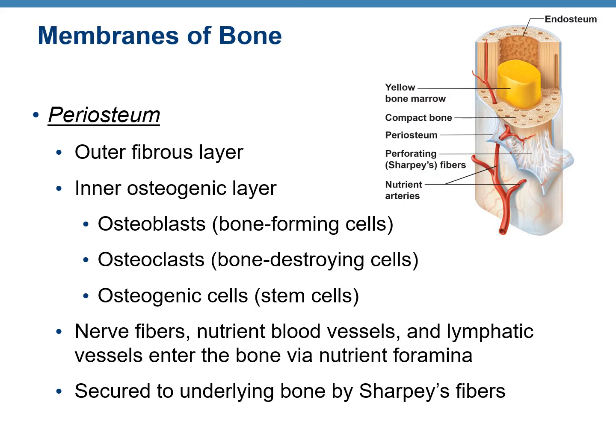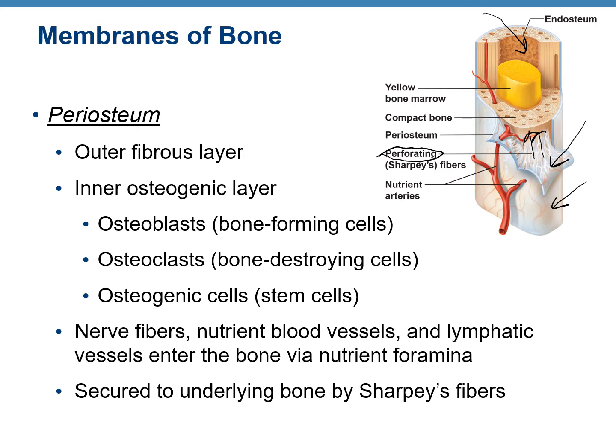Membranes of bone. Bone is covered by periosteum. So here you can see periosteum on the outer surface of a bone, and inside, right here, cavities and trabeculae, they will be covered by endosteum. So periosteum has these perforating fibers that attach periosteum to bony tissue. Periosteum has two layers, outer fibrous layer and inner osteogenic layer.